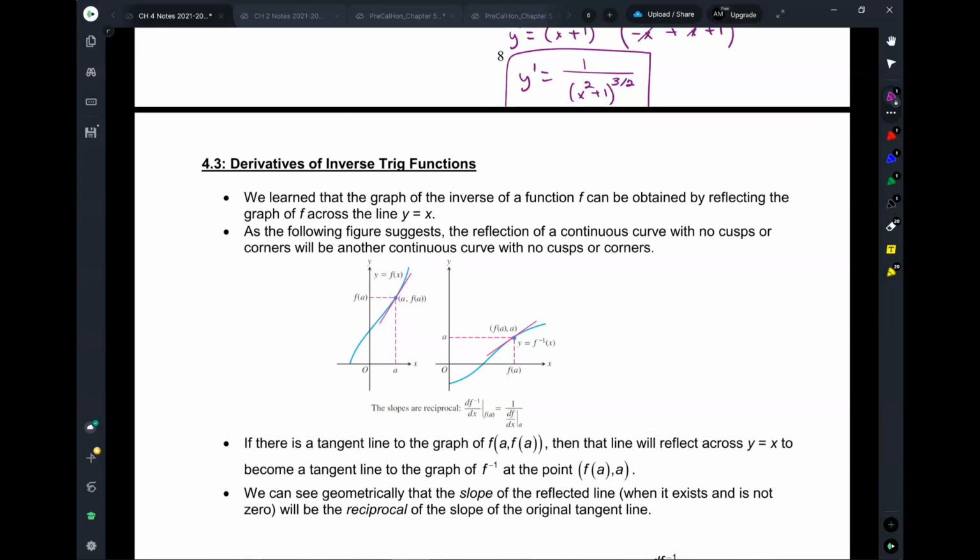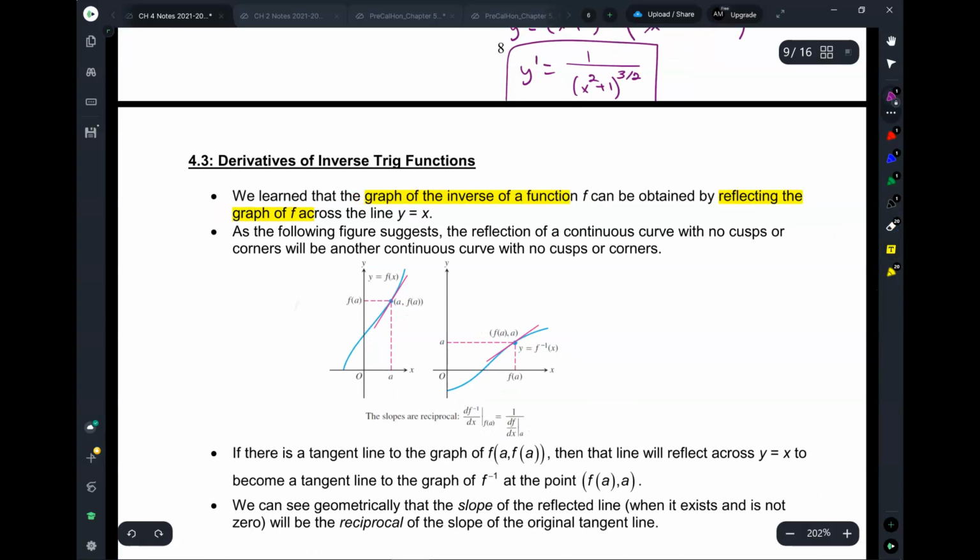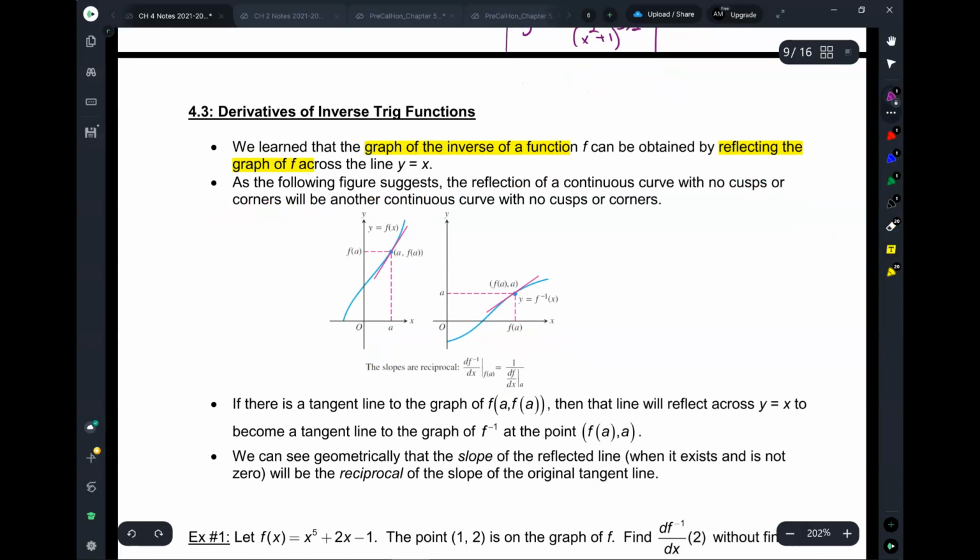Okay, so back in the day when you learned about inverse functions, what did you learn about them? First of all, you learned that to graph an inverse function, you had to reflect the graph of f across the line y equals x, which meant, let me do it with an exponential graph here. Like this was y equals e to the x.